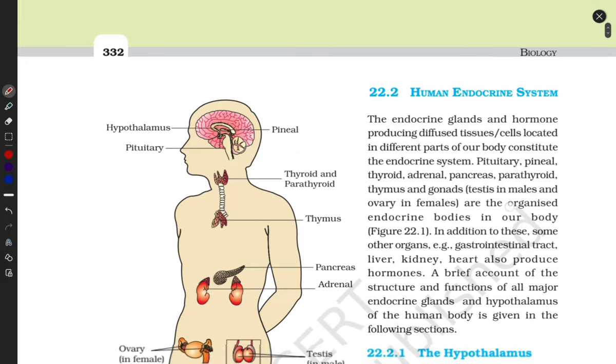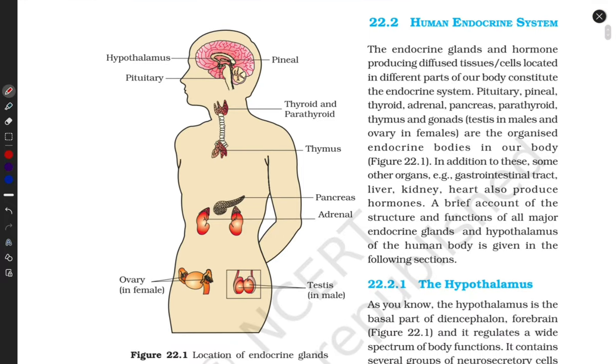Alright guys, let's continue. Look here. This is our human endocrine system. This is our hypothalamus, the master of the master gland. This is the pineal gland, and the pituitary gland. Look at their specific zones in the brain. Thyroid, parathyroid, and the thymus gland, a very important gland for the immune system, guys. Pancreas for pancreatic juice. Adrenal gland above the kidneys. Males contain testes, and females contain the gland named ovary.